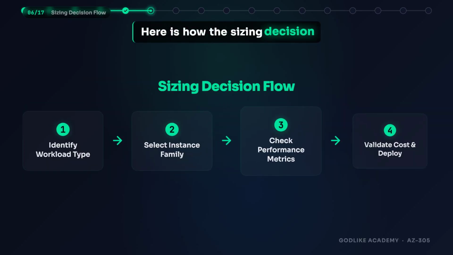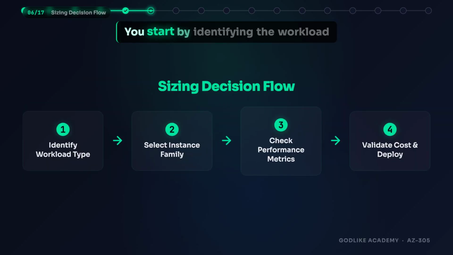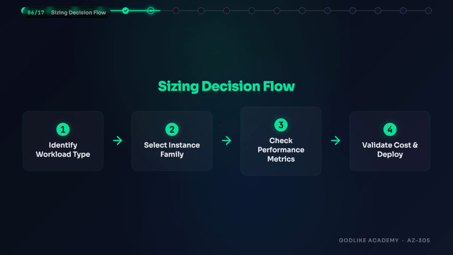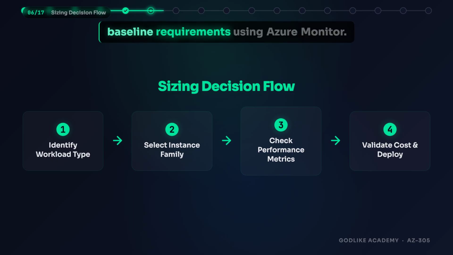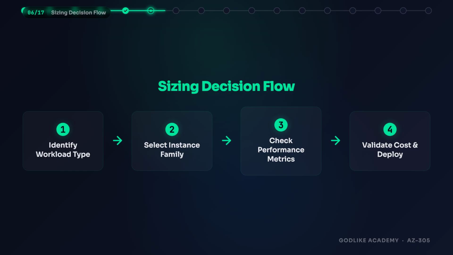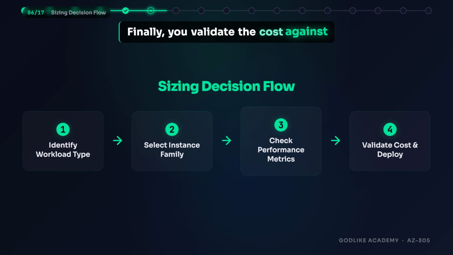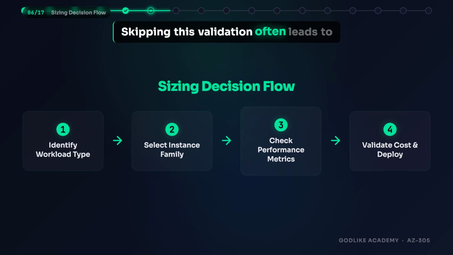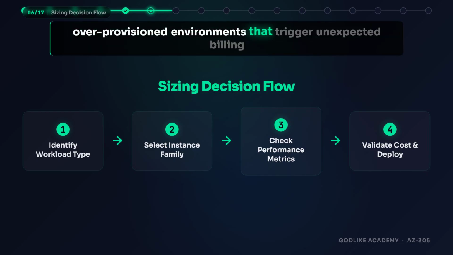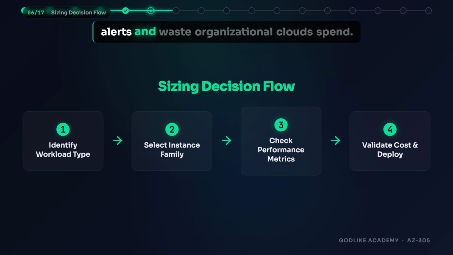Here is how the sizing decision flows in practice. You start by identifying the workload type, such as a web server or a database. From there, you select the appropriate instance family based on that classification. Once the family is chosen, you check the performance metrics against your baseline requirements using Azure Monitor. Finally, you validate the cost against your budget constraints before deploying. Skipping this validation often leads to over-provisioned environments that trigger unexpected billing alerts and waste organizational cloud spend.